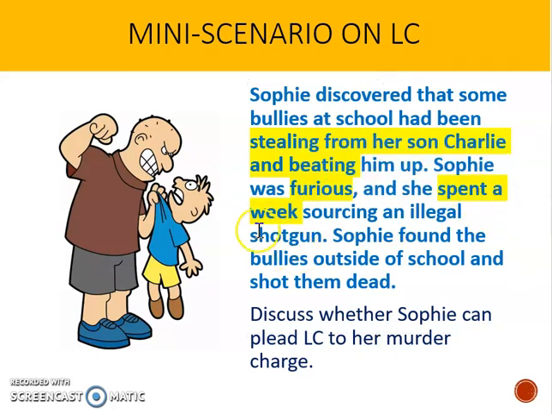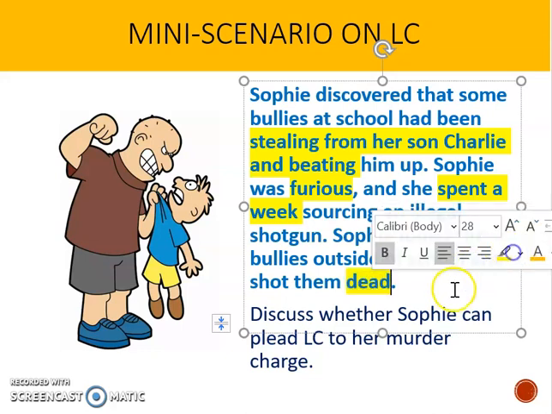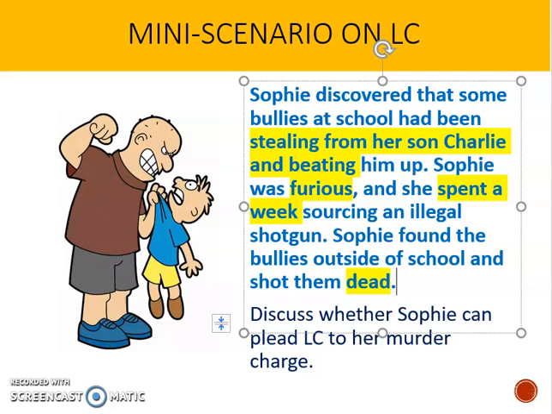Now, why is that in there? Why is that relevant? Remember that most things that are in a scenario are there for a reason. The examiner wants you to talk about it. So the fact she's spent a week getting a gun shows that while she's lost control, it's maybe not sudden enough. Does this start to look like revenge, like in the case of Ibrams and Gregory? She's found them outside of the school and she's shot them dead, so they're dead. So that would be murder, which we'd have discussed, and then we're going on to loss of control.